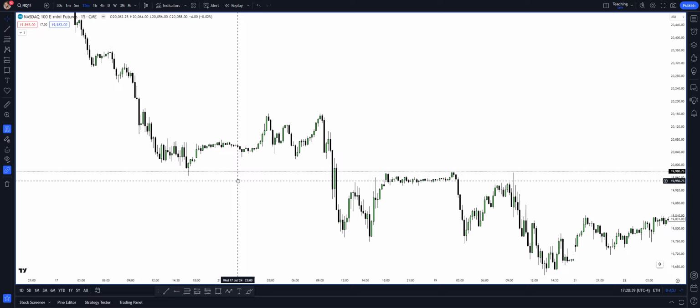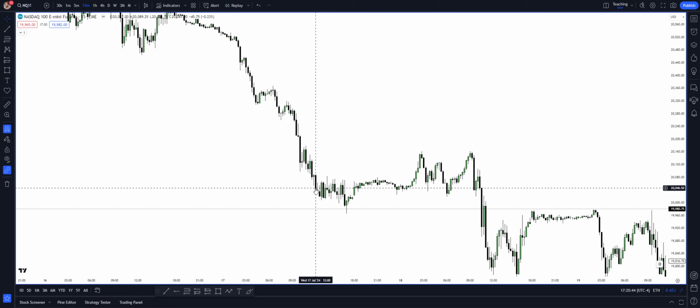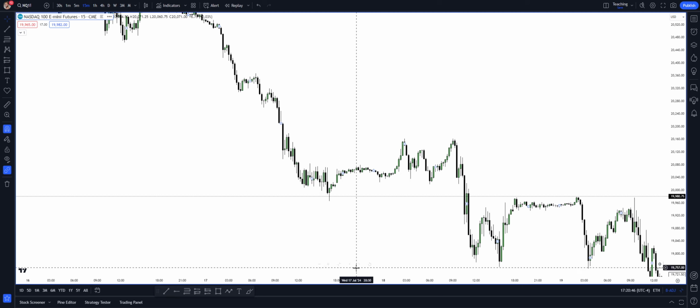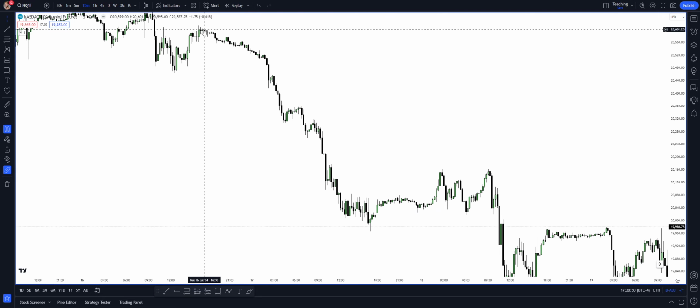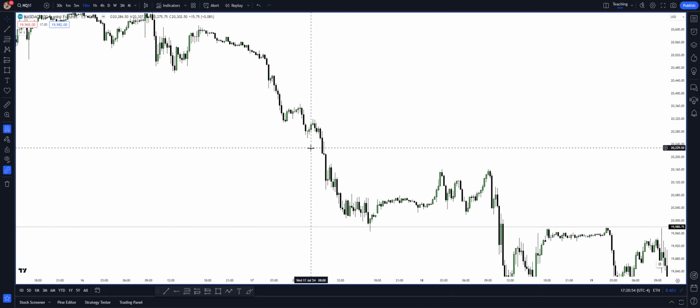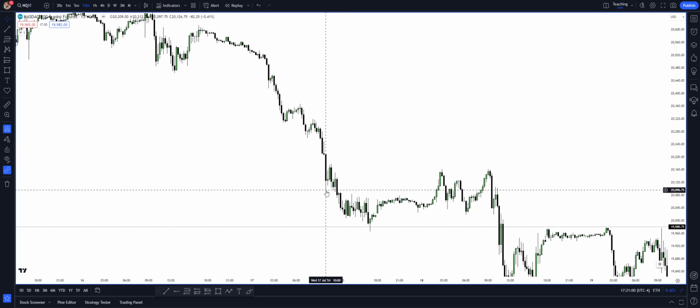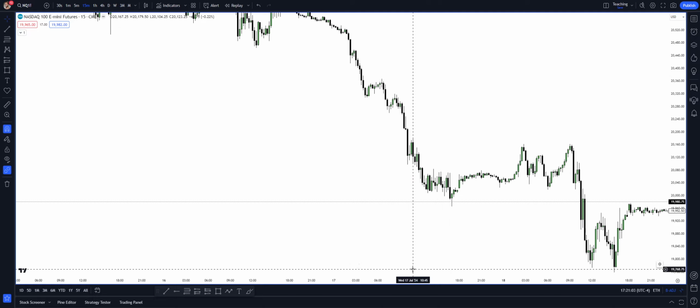So here, where is that? Okay, here I'm on the 15-minute time frame right now. This is the NASDAQ chart. Here we had a sell-off pretty much the whole overnight session. And here, this is the 9:30 candle, New York opened. It sold off more. Here, the first pullback. I'm going to zoom in a little bit.